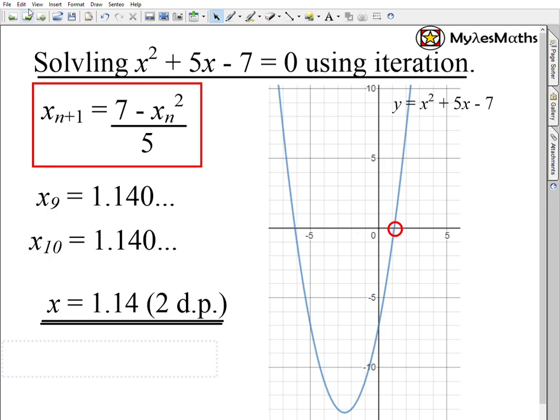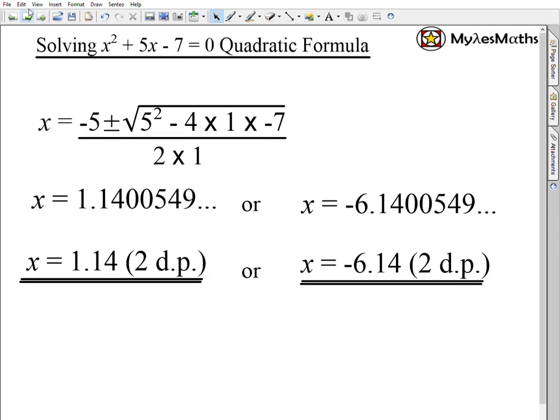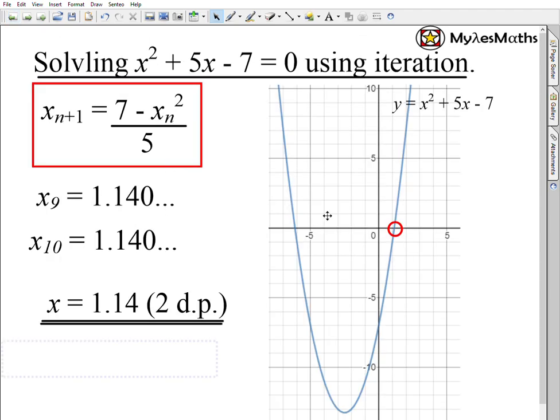And this is the first sort of limitation of iteration. It only produces one particular route at a time. If I'd done this using the quadratic formula, of course, I would have got both routes out, and I would have done considerably less work in order to generate both the 1.14 route, which we can see is correct, 2 decimal places, and I'd have got the other route as well, the minus 6.14 route, which you could see here.